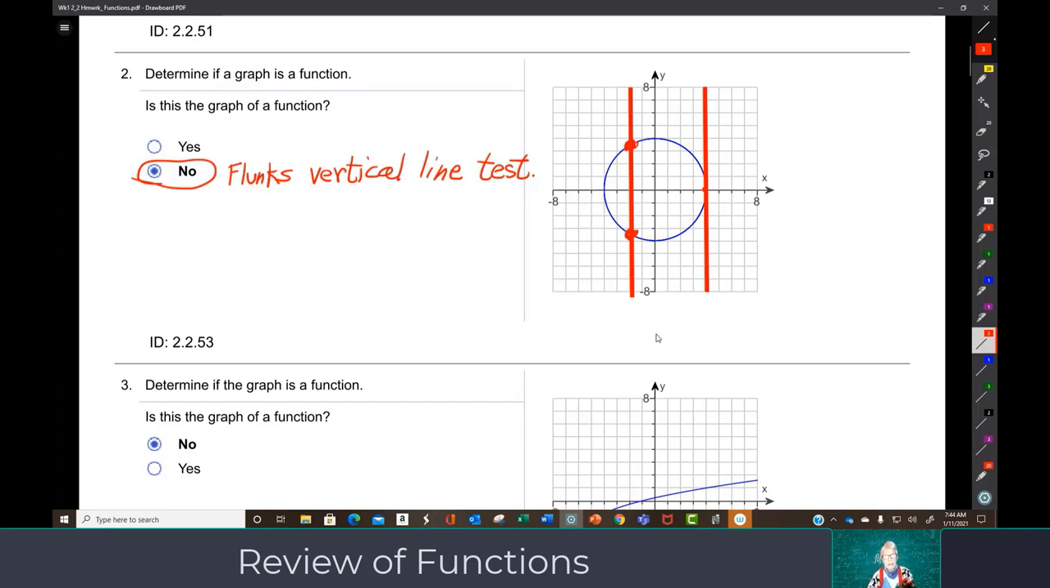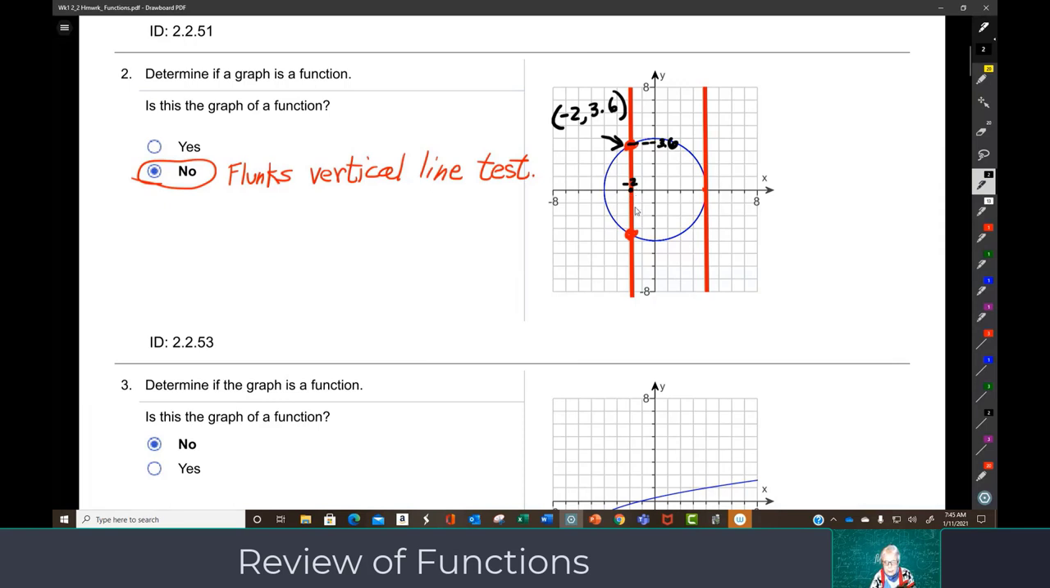Well, why is that? Let's talk about it. This is negative 2 on the x-axis. Negative 2 is being paired up with what looks like, let's say, 3.6. It looks like it's a little farther up than 3.5. So if negative 2 is being paired with 3.6 there, that makes this point negative 2, 3.6. So now I can safely say that negative 2 is being paired with 3.6.